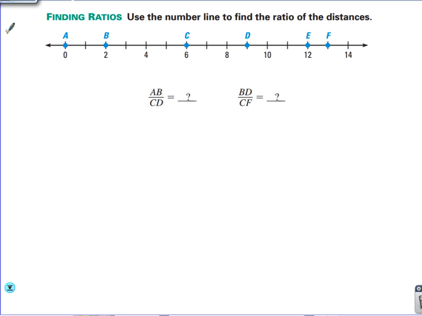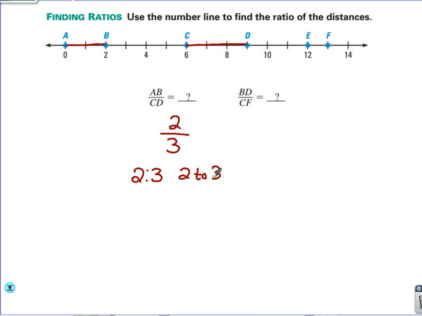The ratio of AB to CD. Here's AB. Here's CD. Jordan, how far is it from A to B? Good. And how far is it from C to B? Good. So the ratio of AB to CD is 2 to 3.